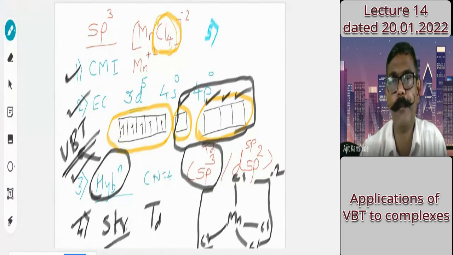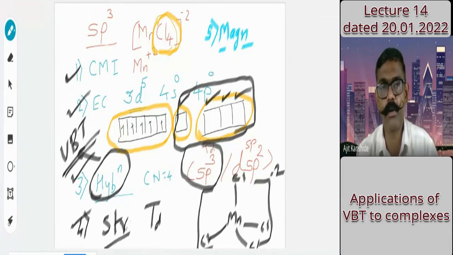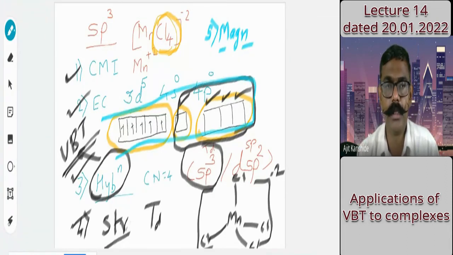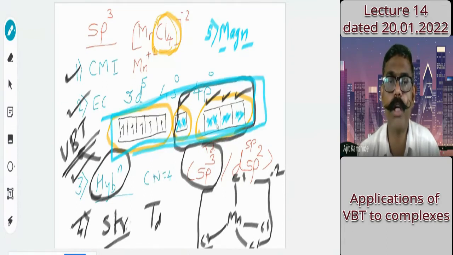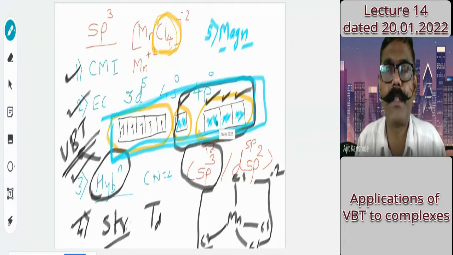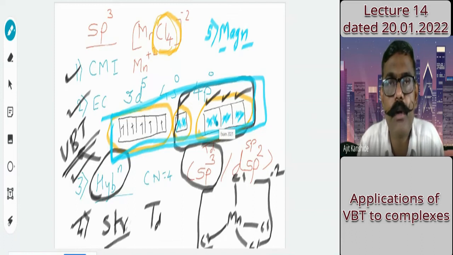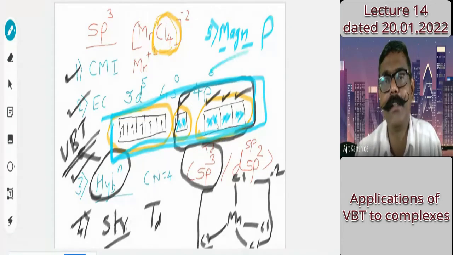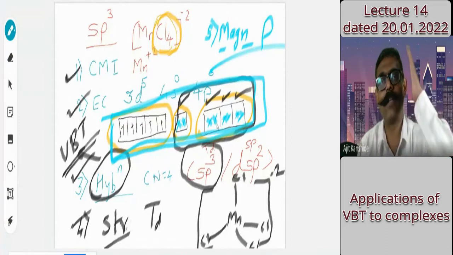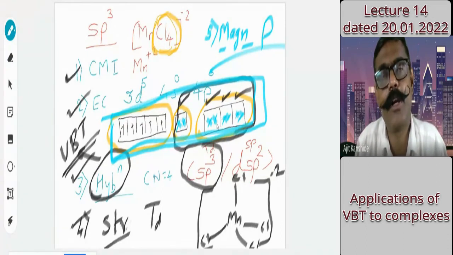Point number 5, magnetism, that we have already covered. What do you think from this electronic configuration? Because here, in the vacant orbitals, ligands can put their lone pairs. From this electronic configuration, will the complex MnCl4 2- be paramagnetic or diamagnetic? Paramagnetic. Brilliant. Yes. This is a 5-point explanation for any kind of hybridization.